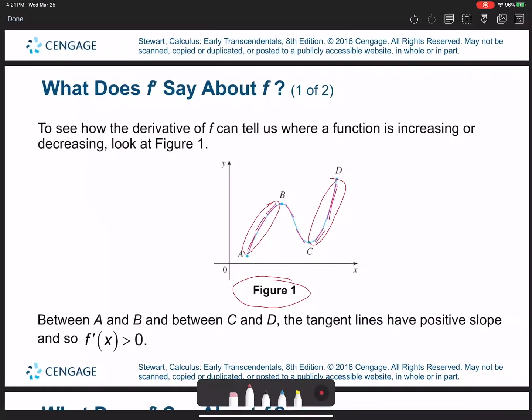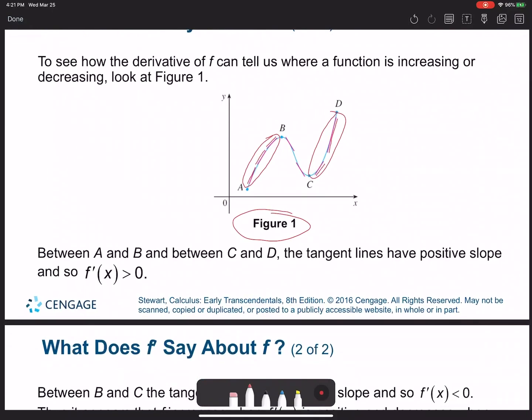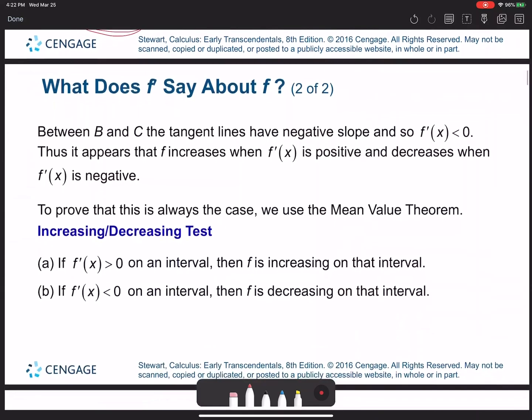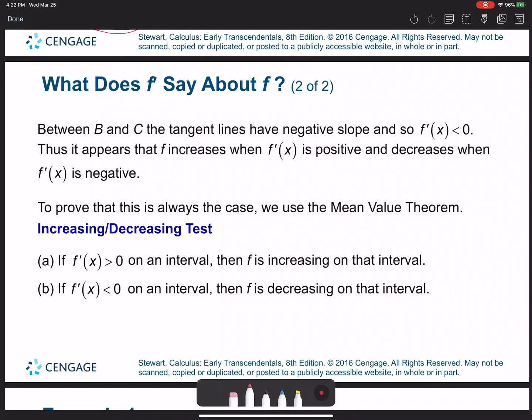And in fact, that's what the slide tells us: between A and B and between C and D, the tangent lines have a positive slope, so we know that the first derivative of the function is greater than 0. Those are synonymous. Slope, first derivative, positive means it's greater than 0. And between B and C, on the previous slide, we saw that the tangent lines had a negative slope, which means that the function is decreasing on that interval. So it decreases when your first derivative is negative, because this is the slope of your function.